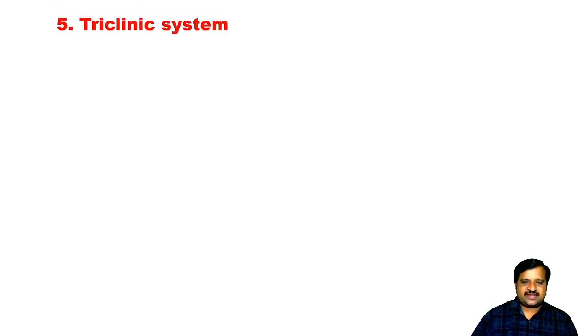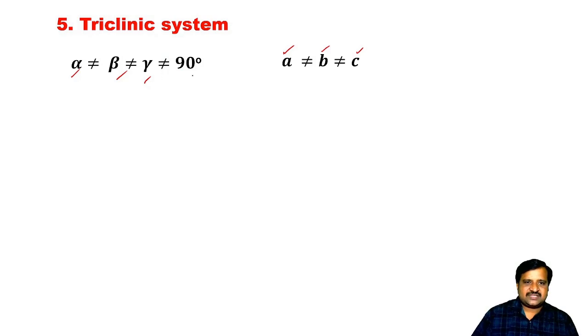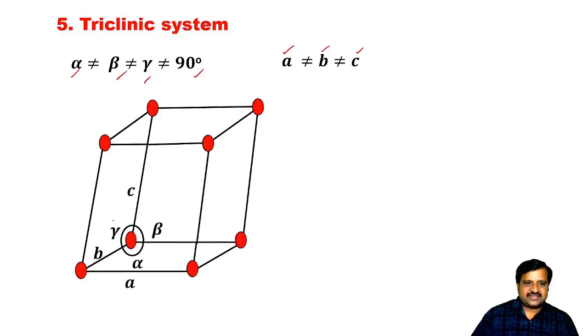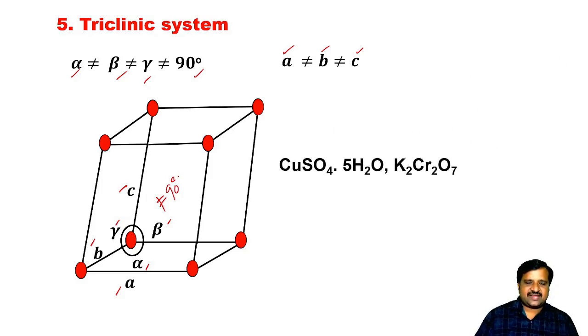Next one is the triclinic system. For the triclinic system, A is not equal to B and B is not equal to C. Angles alpha, beta, gamma are not equal to each other and also not equal to 90 degrees. So this is the triclinic system. A, B and C are different, and alpha, beta, gamma are also different and not equal to 90 degrees. And examples for the triclinic system are CuSO4·5H2O and K2Cr2O7.